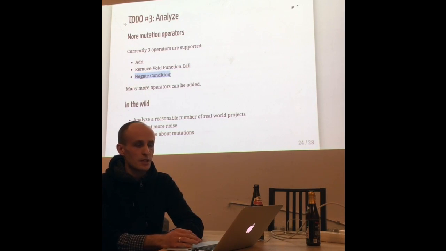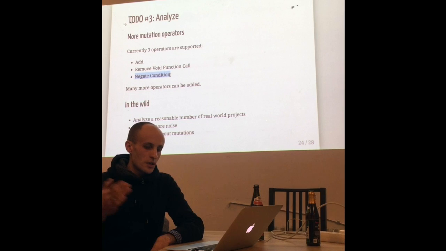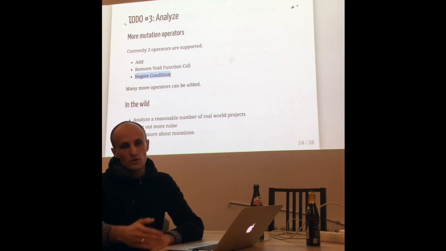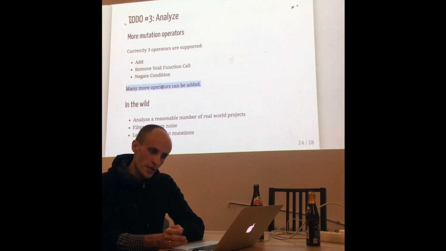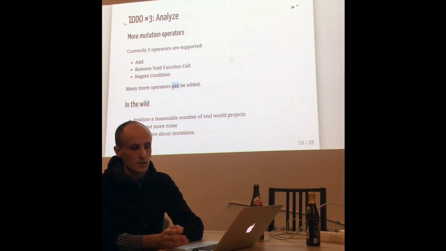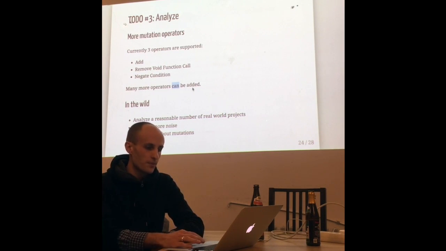And negate condition. We have: if something is true, then do something. We negate it: if something is false, then do something. It is also a very effective mutation. And many more can be added. We're discussing this with some other authors of mutation testing systems. This is to be done.